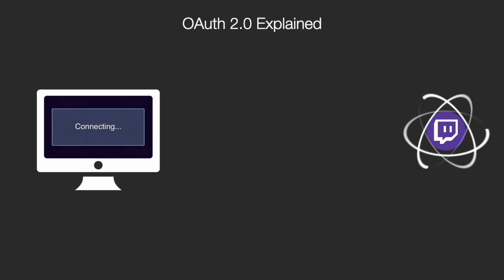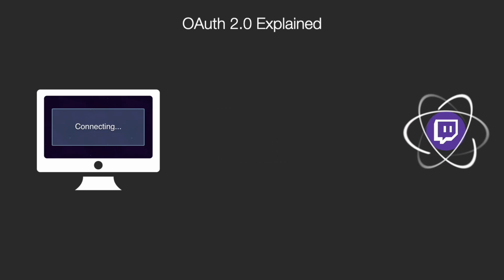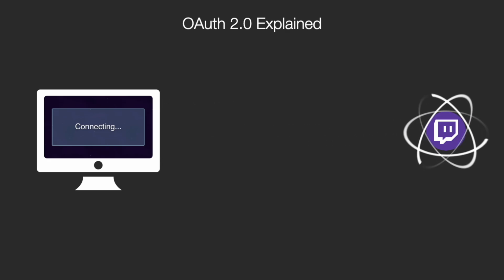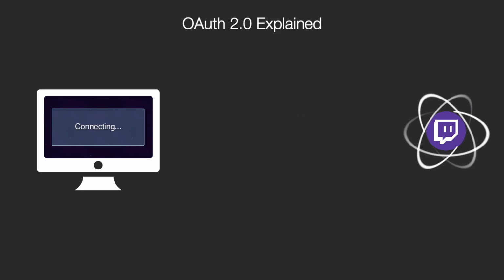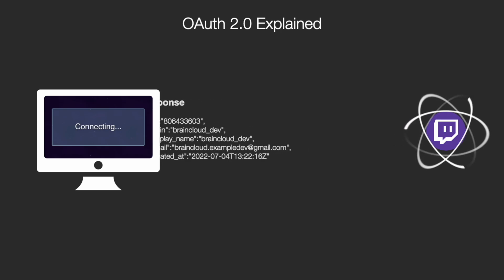Our app will be listening for that response, and when we receive it, our app will then make an HTTP POST request to Twitch with parameters that include the code we just received, along with the Twitch client ID, client secret, and the type of code that we are sending. If our code is valid, Twitch will then respond with an access token. With this access token in hand, we can then make an HTTP GET request to get access to the user's email. Twitch will then respond with the user's data, which will include their email address. This completes the OAuth process.